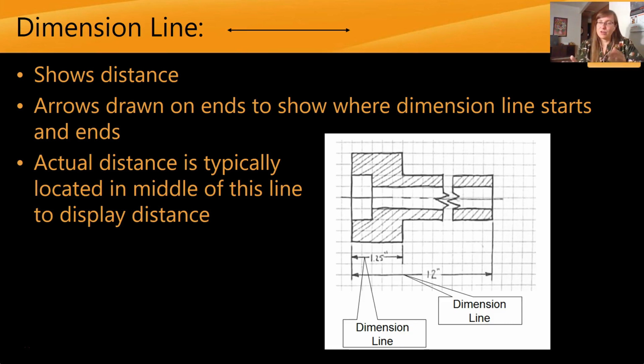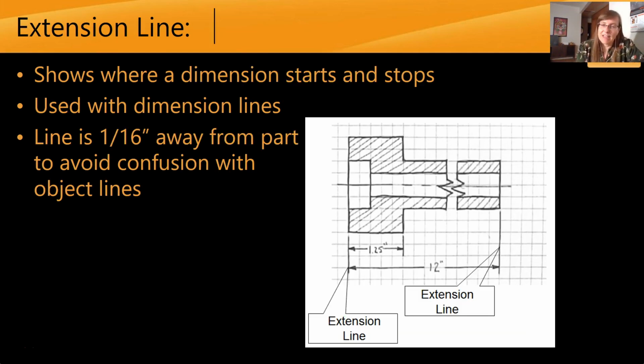The arrowheads determine where the dimension starts and ends, and those arrowhead lines are connected to our object with extension lines. These vertical lines I have here are extension lines, and they go from our dimension lines with the arrows pointing towards that feature of our object. They don't actually touch the object. They stop about 1/16 of an inch away from the object. This is because you don't want to confuse the extension line with being actually part of your object.